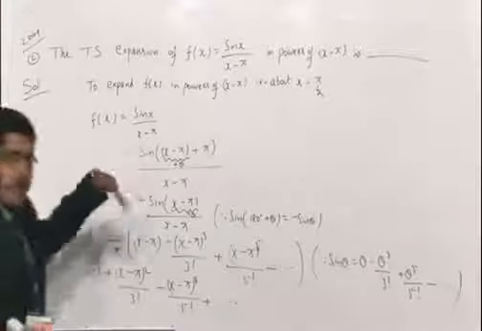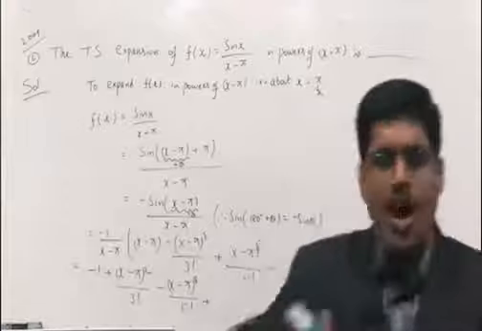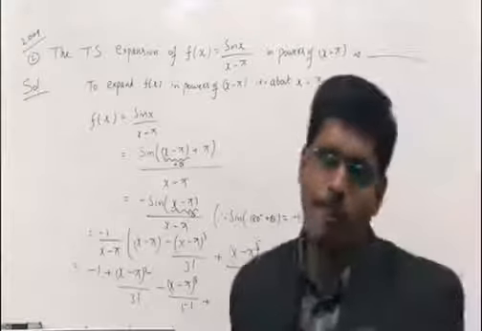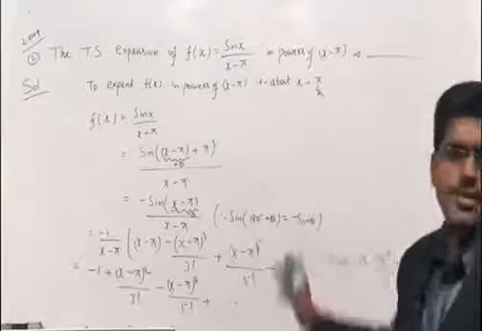If you do the same problem by the previous method, calculating derivatives one by one, each step becomes 0 by 0 after putting x equal to pi, and then applying L'Hospital rule. Okay, this final answer you will get like that only.